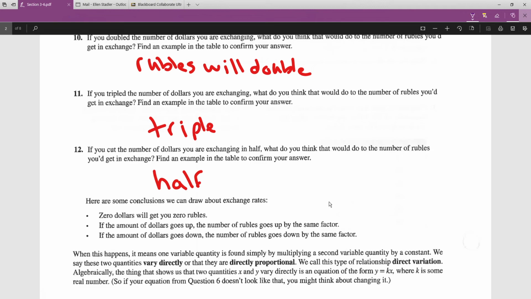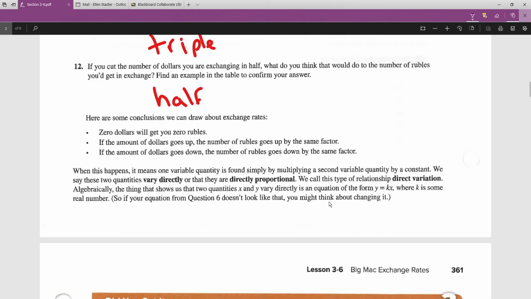$0 gets you 0 rubles. If the amount of dollars goes up, the number of rubles goes up by the same factor. If the amount of dollars goes down, the number of rubles goes down by the same factor. When this happens, it means that one variable quantity is found simply by multiplying a second variable quantity by a constant. We say that these two quantities vary directly, or they are directly proportional. We call this type of relationship direct variation.